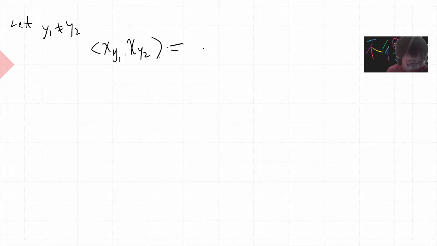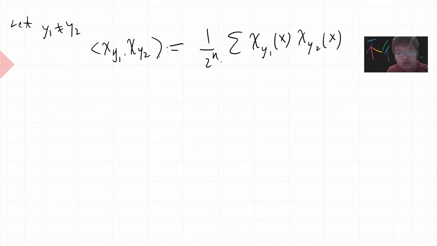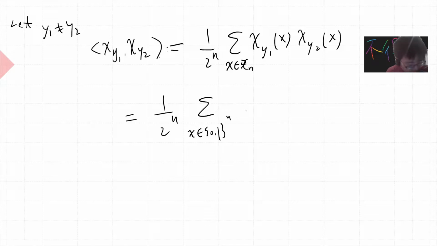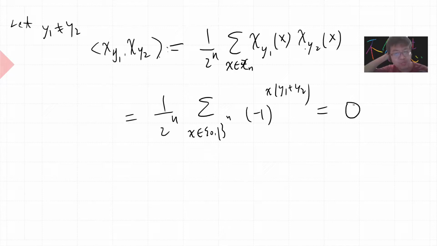So a very simple calculation: if you take y1 not the same as y2, then you can check the inner product. I haven't defined the inner product yet, but let me define it now. The inner product is 1 over 2^n, the sum over x of chi y1 of x times chi y2 of x, summing over all 0,1 strings x in {0,1}^n, which is the sum of minus 1 to the x dot y1 plus y2. If y1 is not equal to y2, then you can prove this is 0. This is trivial, and you should prove it yourself.